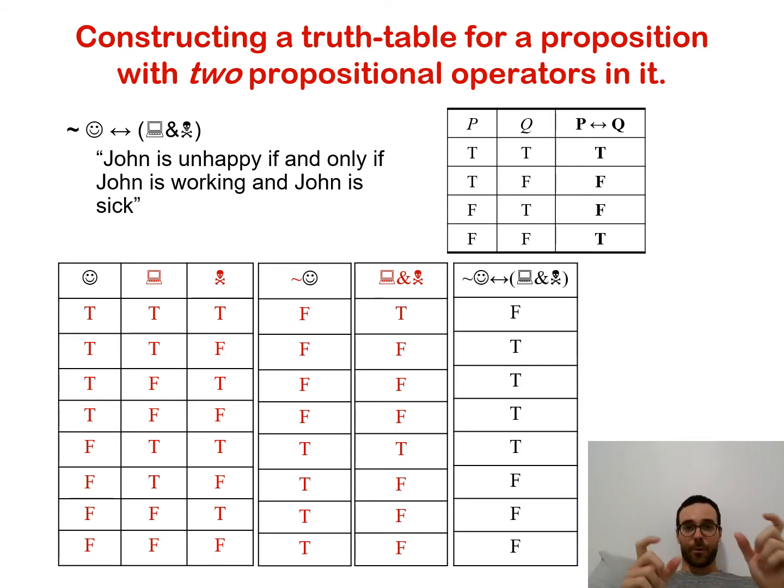So remember what's on both sides of the biconditional. If they are both true, then the complex proposition is true. If they are both false, the complex proposition is true. It's only when they're different that it becomes false. So here we can see in rows 1, 6, 7, and 8, they are different, so they will be false. In rows 2, 3, 4, and 5, they are the same, so those are going to be true.